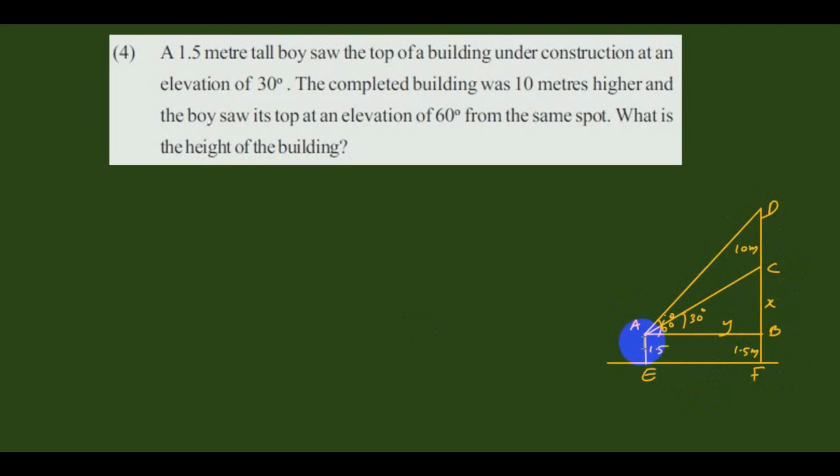Now we need to get AB. For this consider triangle ABC. Tan 30 is equal to x by y. See, tan 30 is equal to x by y. We need y. Therefore y tan 30 is equal to x, or y is equal to x by tan 30.